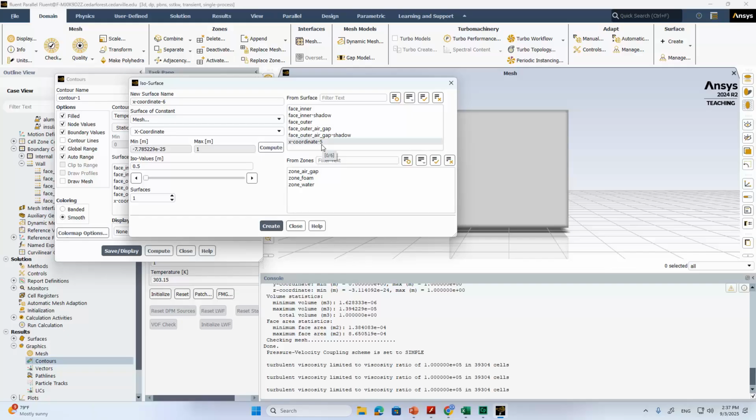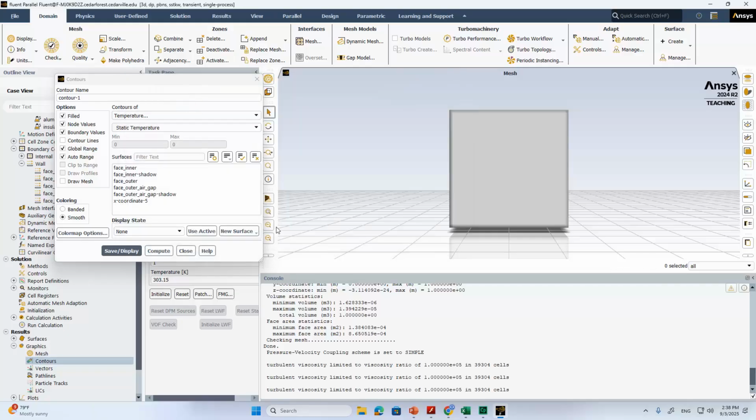Anyways, close. Then choose this surface. Then display.